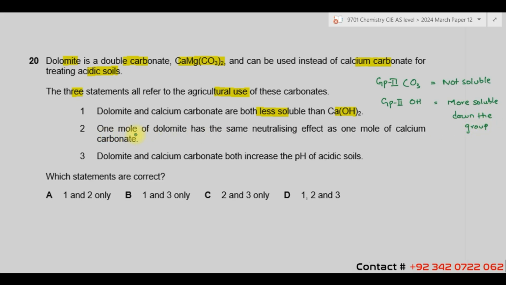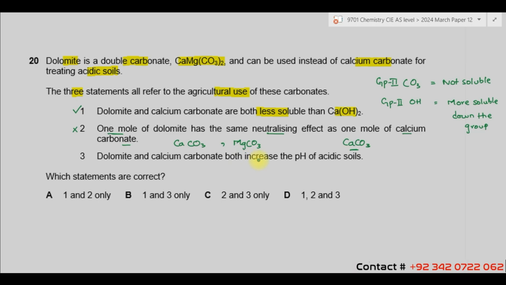Part 2. 1 mole of dolomite has the same neutralizing effect as 1 mole of calcium carbonate. In dolomite, we have calcium carbonate, and we also have magnesium carbonate. So there is a double carbonate. If we compare it with 1 mole of calcium carbonate, obviously there will be more neutralizing effect from this carbonate as compared to 1 mole. So this is incorrect.